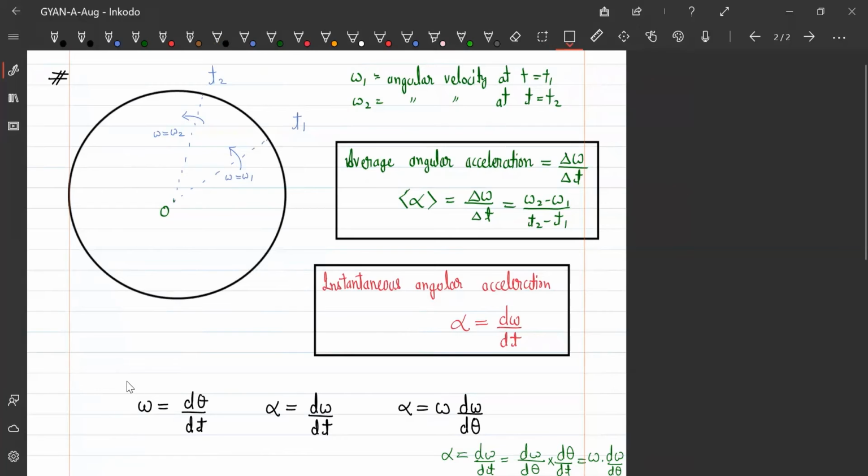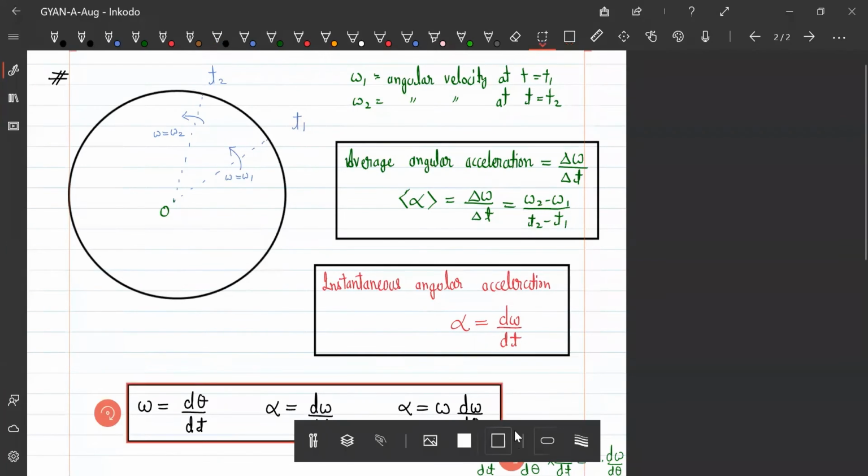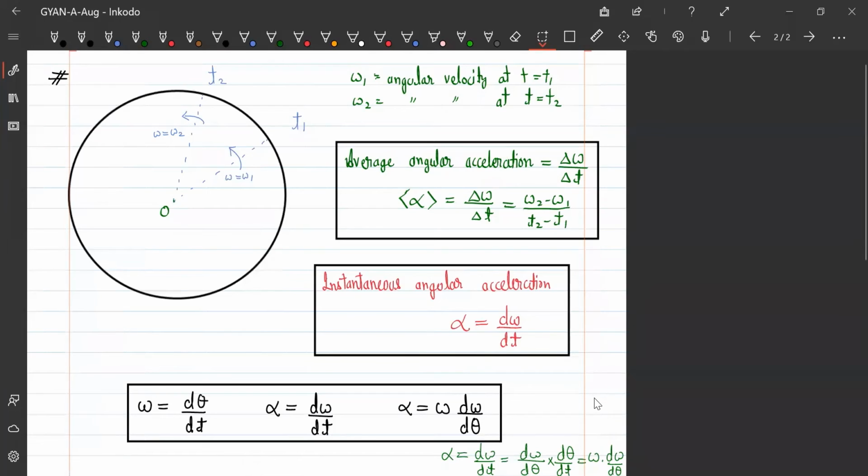So three equations of motion हमने पढ़ा हुआ था in differential form. In the same way we have three equations for circular motion in differential form. These are always valid for circular motion. Always holds for circular motion.